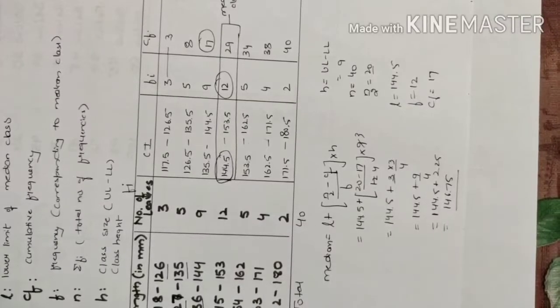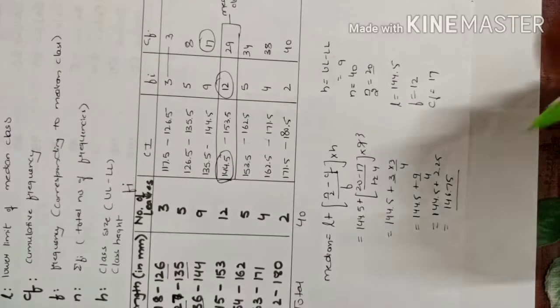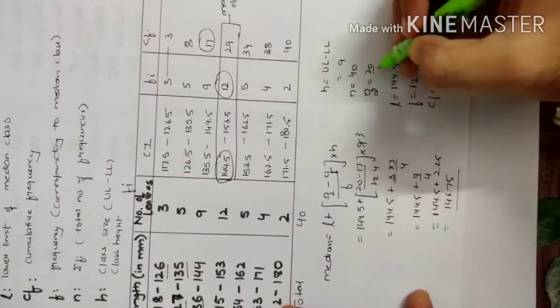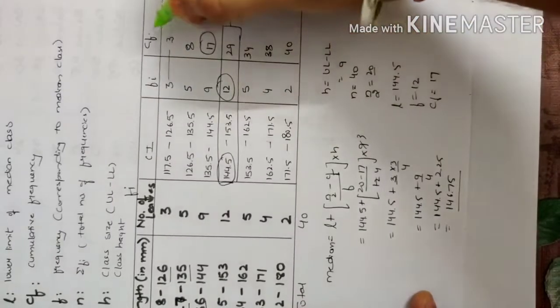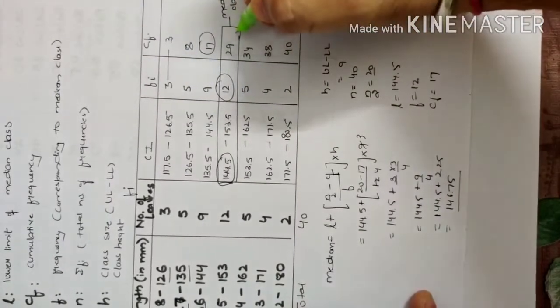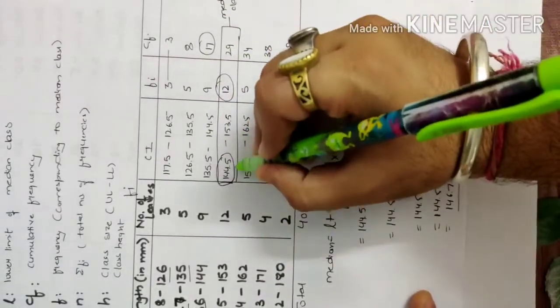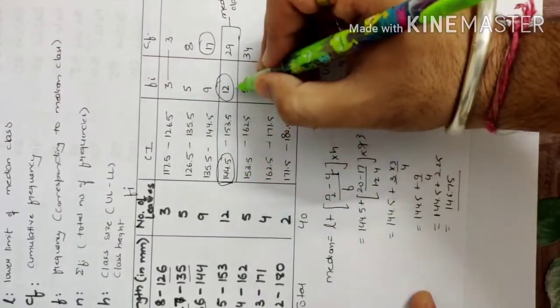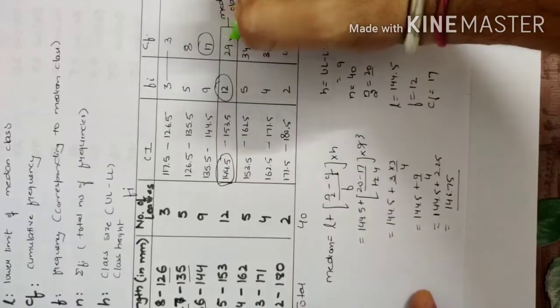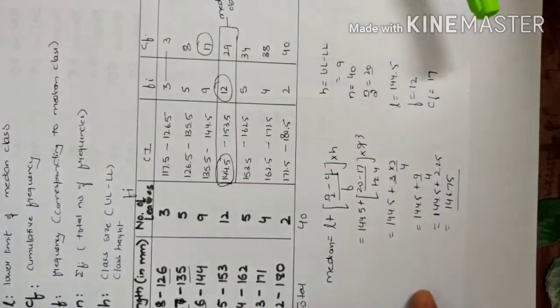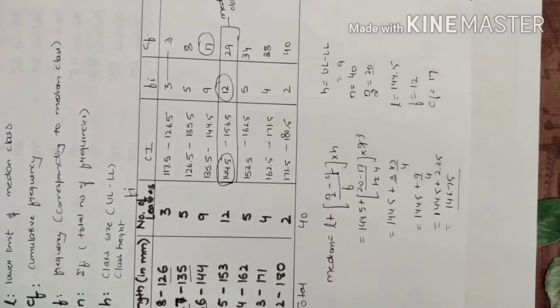Okay. तो बेसिकली मीडियन क्लास पिक कैसे करनी है? Find n by 2, pick a CF which is greater than n by 2 and closest to n by 2. तो आपके पास मीडियन क्लास हो जाएगी. उसी मीडियन क्लास से you can find the value for L, you can find the value for frequency F, and CF is 1 above your median class.